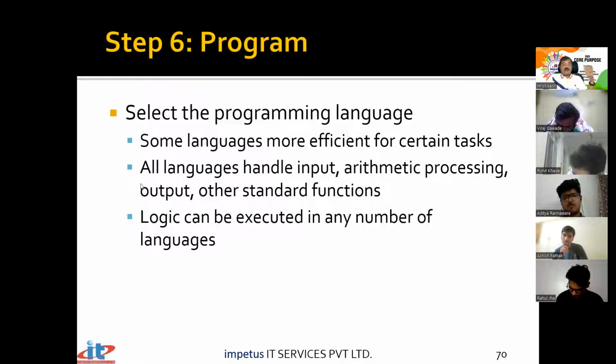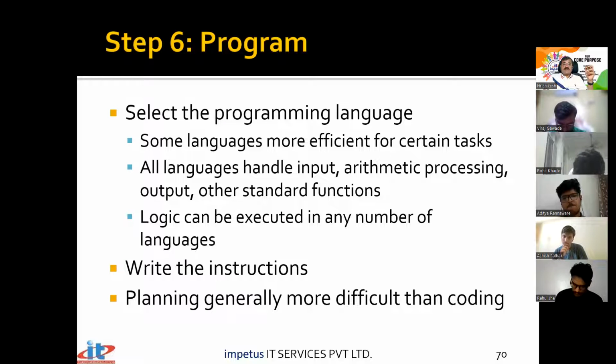If you're looking for speed, think about a language like assembly, C, C++. If you're looking for simplicity, think about a language like Python. But if speed is critical, you cannot work with Python. You'll have to go for C or C++ and implement that more complex idea for the performance. And then we'll write those instructions.